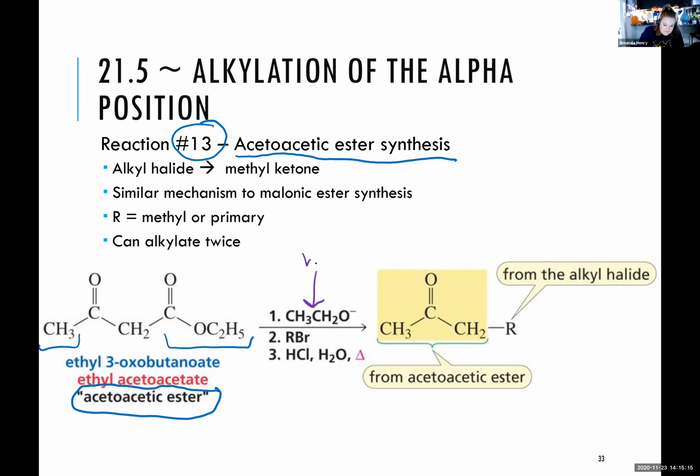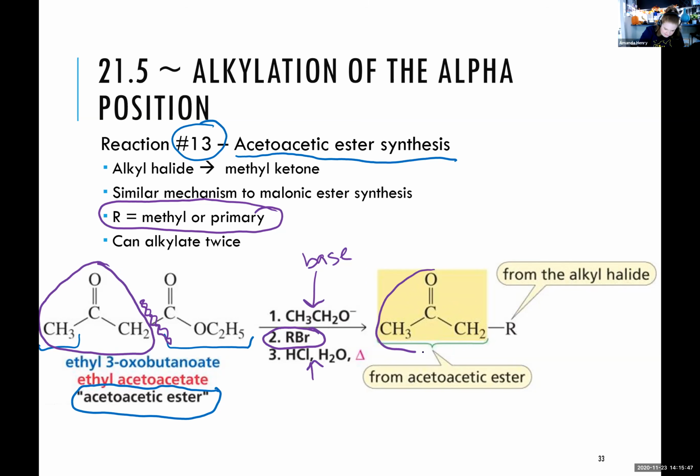Starting with base, and again, we're using ethoxide because we have that ethoxide attached to our ester. Here's that alkyl halide. It's going to be an SN2 reaction again, so it still needs to be a methyl or a primary. And then acid, water, heat, and what that's going to do is chop off this portion over here, and we're going to end up with a methyl ketone. So we get to keep this part.